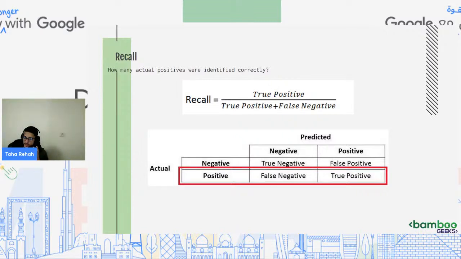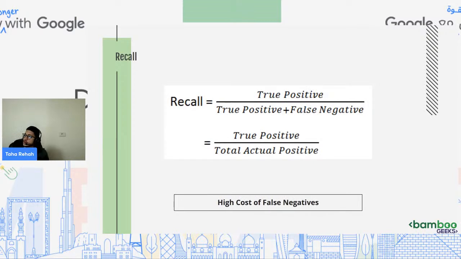This is recall, and when we use recall, it is basically the opposite of precision. Precision is used when there is a high cost of false positives, and recall is used when there is a high cost of false negatives. Let's take an example, like we took spam.